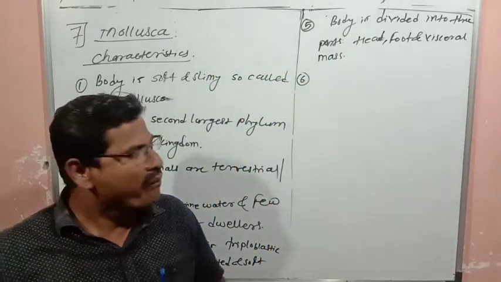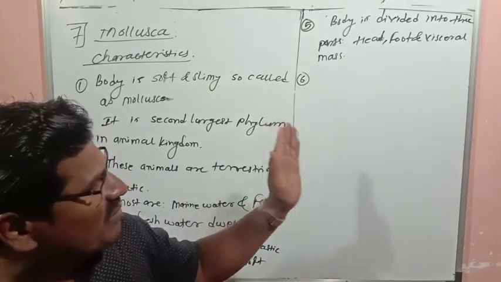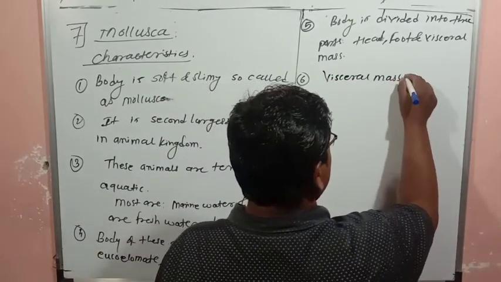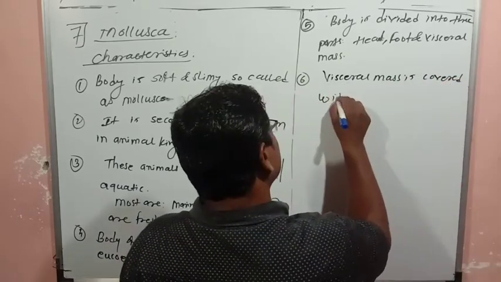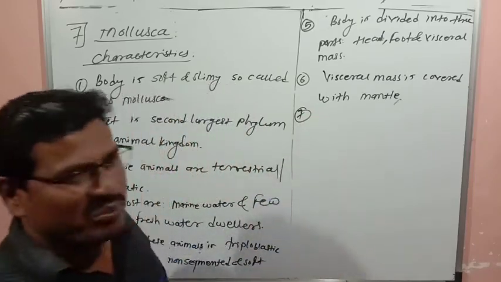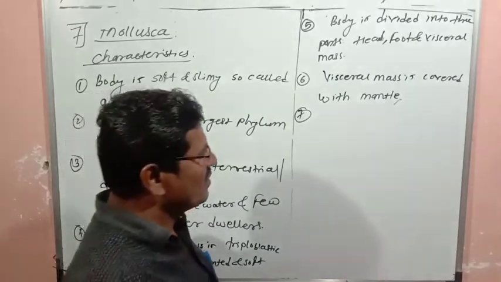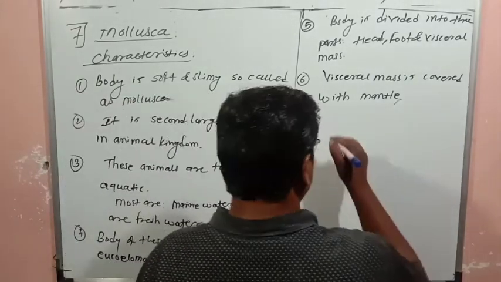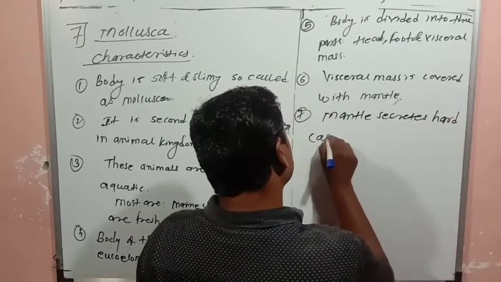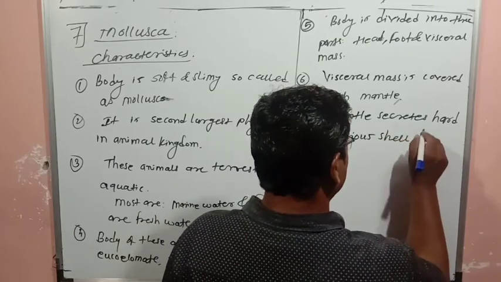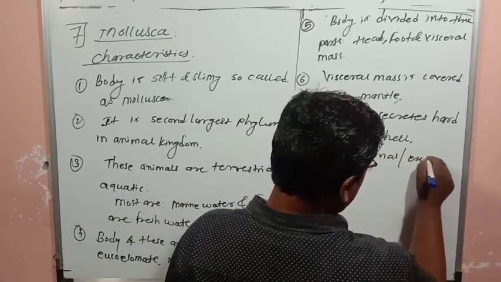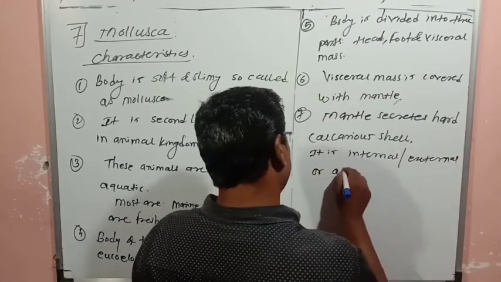Sixth point: visceral mass is covered with mantle. Mantle means hard coat. Seventh point: how is the mantle formed? Mantle secretes a hard calcareous shell. It is internal or external or absent.